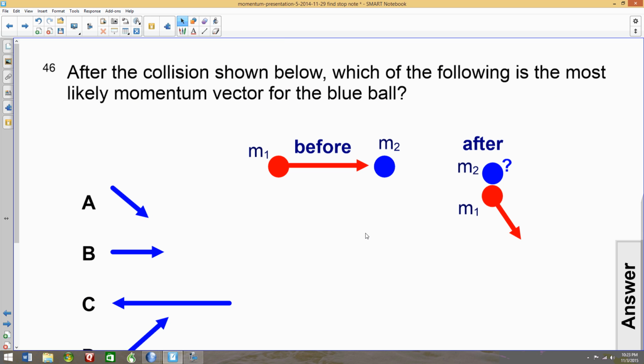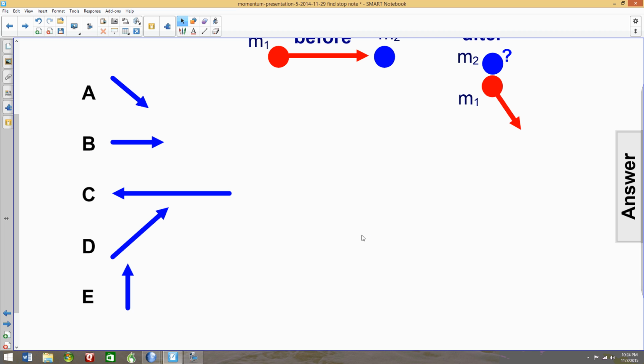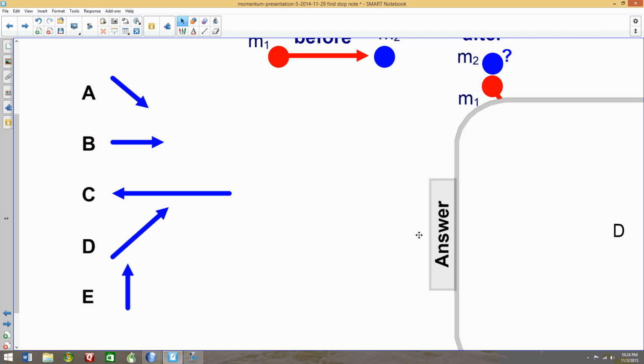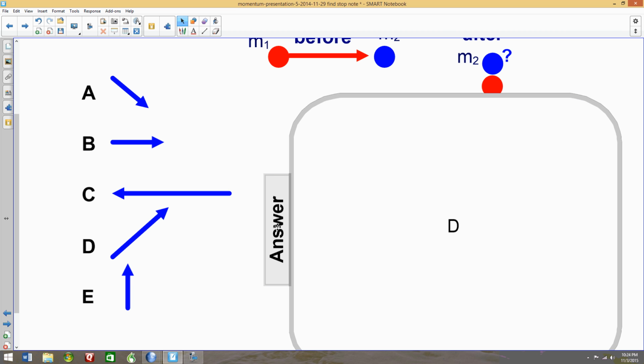Okay, so after the collision shown below, which of the following is the most likely momentum vector for the blue ball? Okay, so there are your choices. Go ahead and pause the video now and select your answer. Okay, let's see if you selected the correct answer. The correct answer is D.